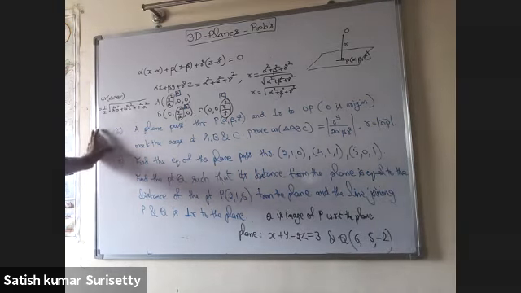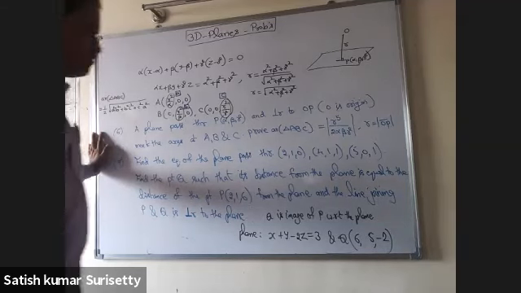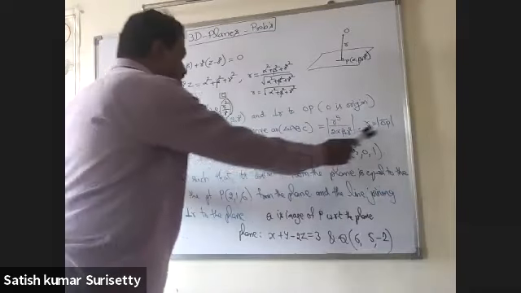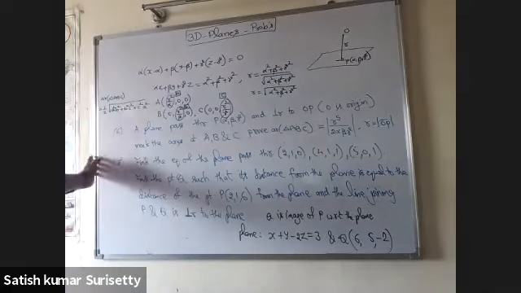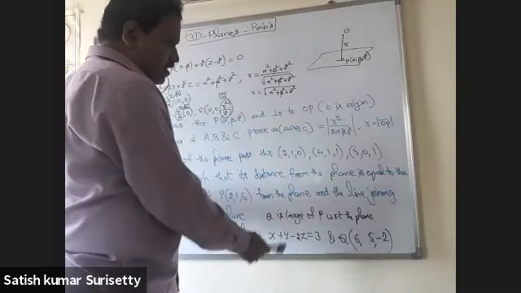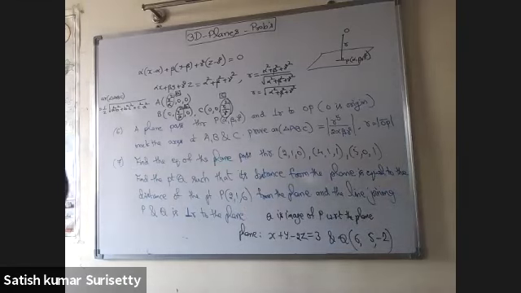So in the seventh problem, the point Q itself is the image of P with respect to the plane. So you have to calculate the equation of the plane passing through these 3 points using the formula. Then you get x plus y minus 2z equal to 3. Now apply the image formula. Then you get Q as (6, 5, minus 2).